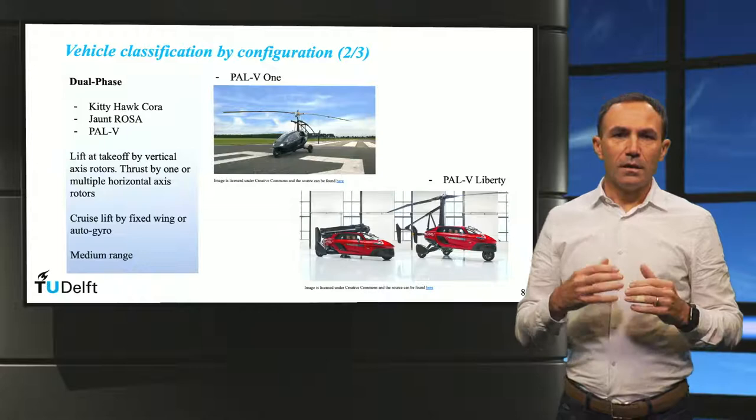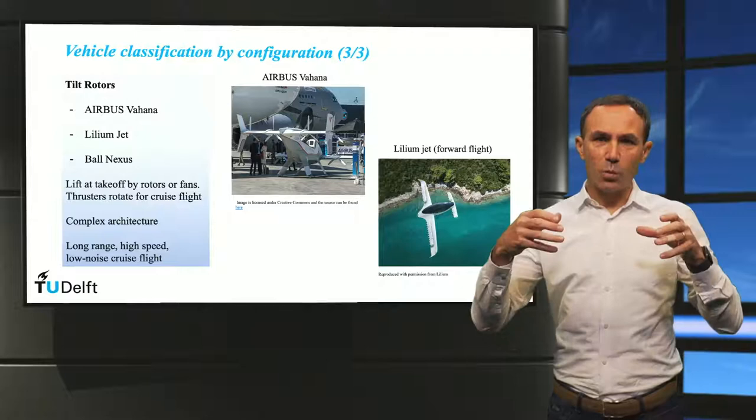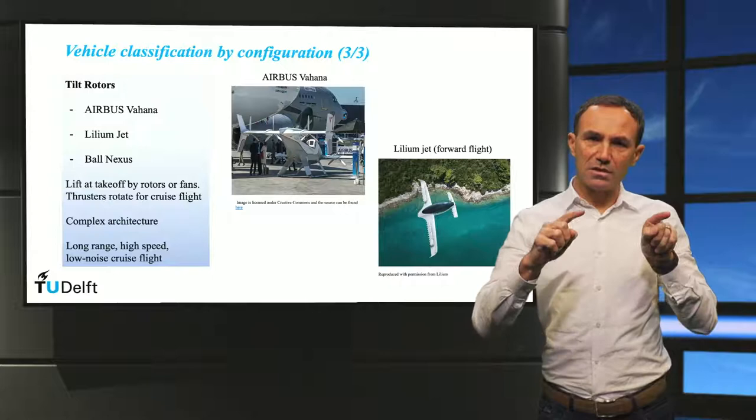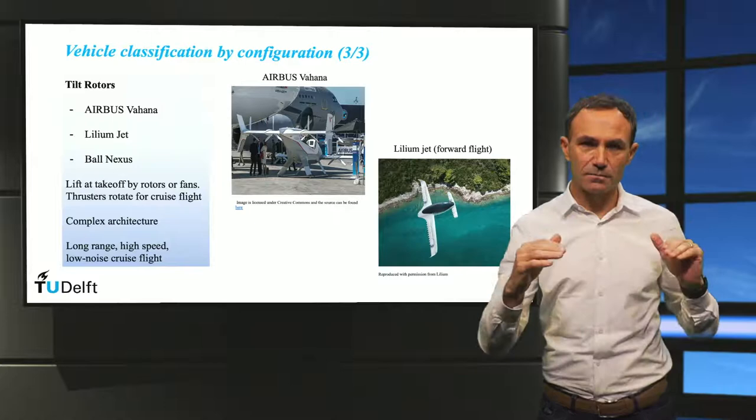The third and more sophisticated category of vehicles is that of the tilt rotors. These vehicles make use of the same propulsion systems for vertical as well as forward flight. This is achieved by placing the rotors with vertical axis at takeoff and landing. Then the vehicle will gently transition towards forward flight by rotating or tilting the rotors to produce the necessary thrust. During forward flight, a large portion of lift is given by multiple wings.